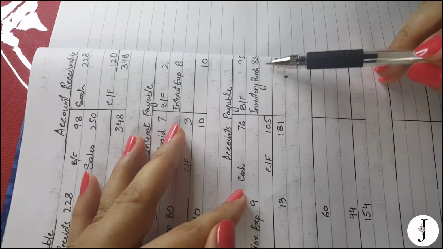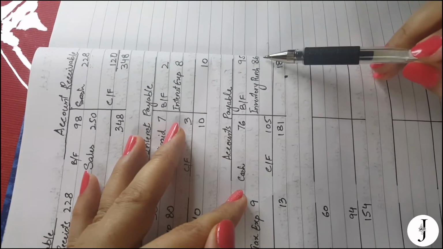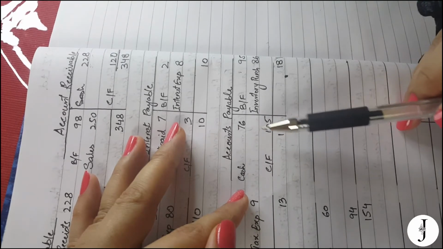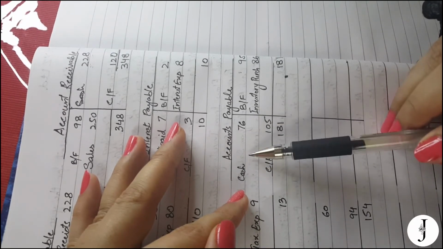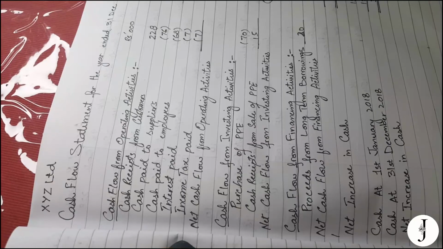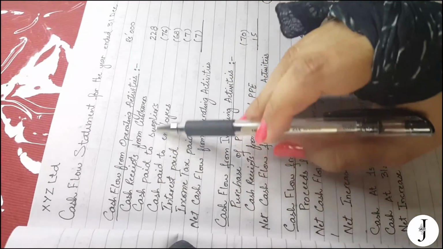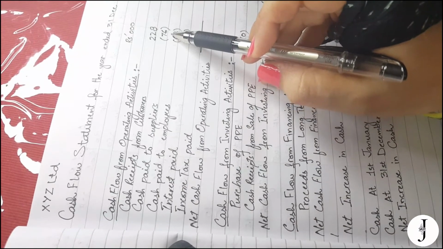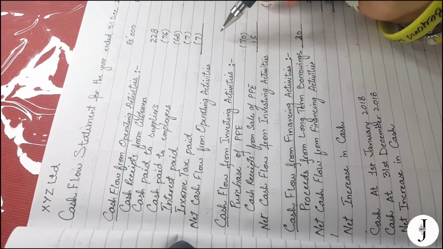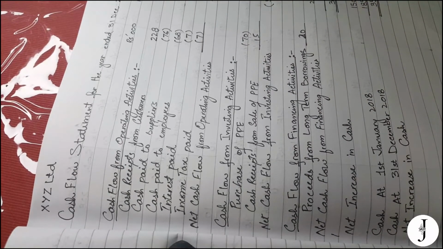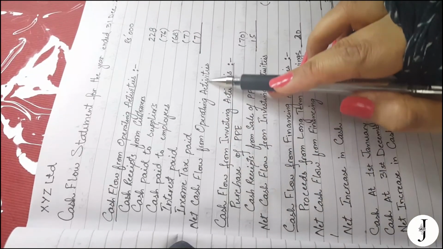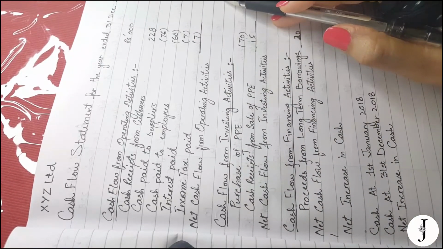Because this inventory purchase is credited, whatever payment is made is debited here. So this goes to suppliers, cash paid to suppliers. So here cash paid to suppliers 76, it's an outflow. So now we have calculated all these, resulting in net cash flow from operating activities, that is 70,000.